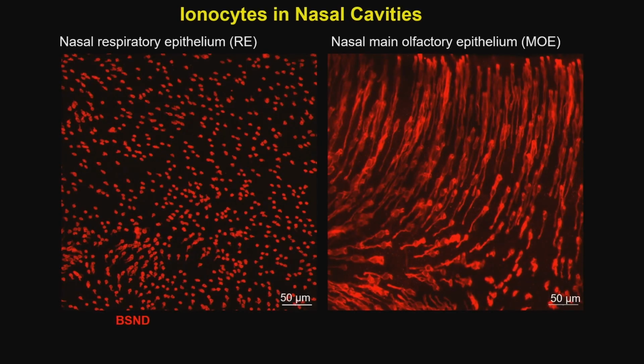Let's move to part two, where I will look into ionocyte distribution along the airways. The first place we look at is the most proximal part, the nasal epithelium. We looked into the nasal cavities, using BSND as an ionocyte marker, and compared the nasal respiratory epithelium and the nasal main olfactory epithelium. We found the ionocyte morphology is very different in the olfactory epithelium compared to the respiratory epithelium. The ionocytes in olfactory epithelium showed really long tubular extensions.